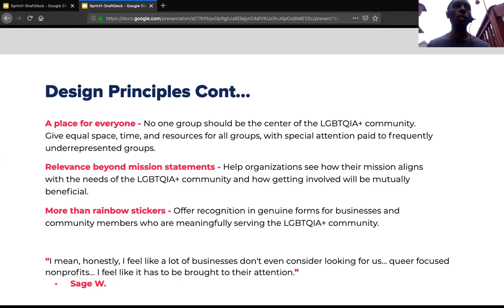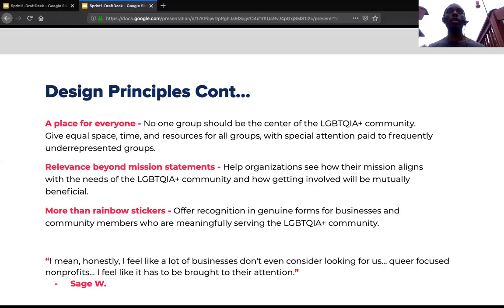And finally, we want to make it more than just a rainbow sticker. A lot of them do enjoy that. They do enjoy seeing these visual examples of, hey, I'm an LGBTQIA affirming business with a sticker certification. But a lot of them also really stress that they wanted to have genuine care. Like they wanted to see that these businesses are going above and beyond, or at least participating in the community, not just doing a sponsorship real quick or getting a sticker just to show that they're donating. So that's an extremely important aspect to us.